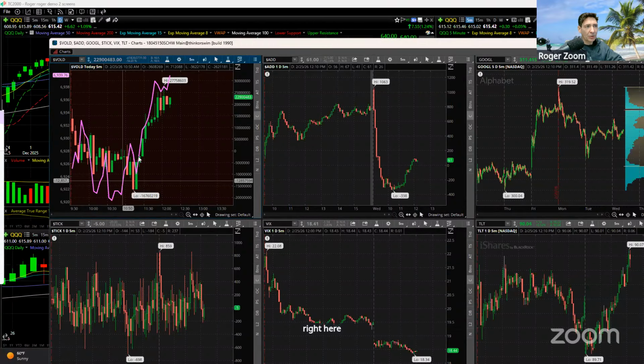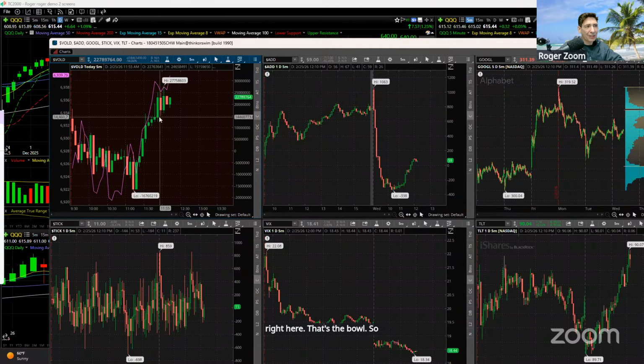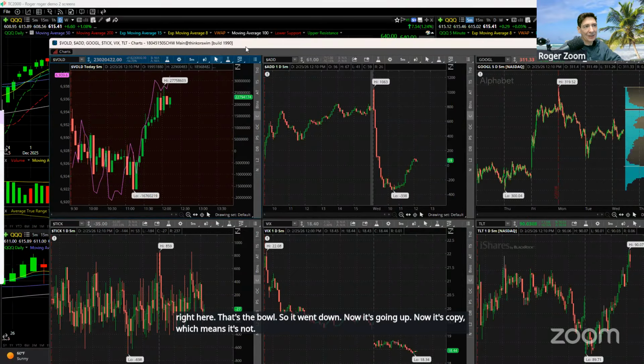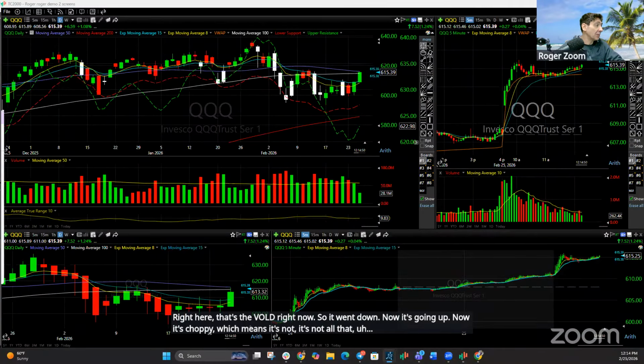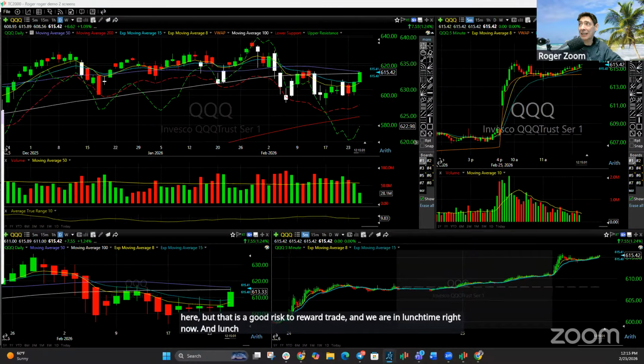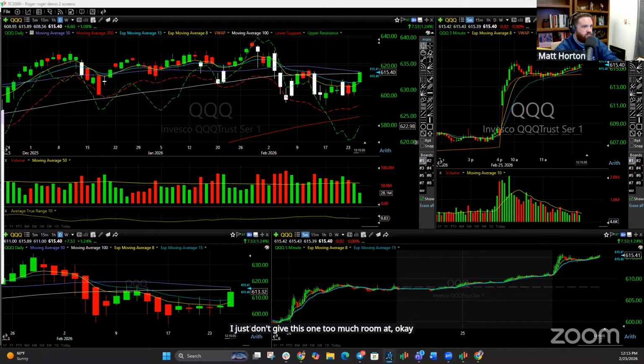Right here. That's the Vold right now. So it went down. Now it's going up. Now it's choppy, which means it's not all that bad. Still pretty strong, but it's not trending. It's choppy. I'd be careful here, but that is a good risk to reward trade, and we are in lunchtime right now. And at lunchtime we tend to sag. Just don't give this one too much room, Matt. Okay. All right.